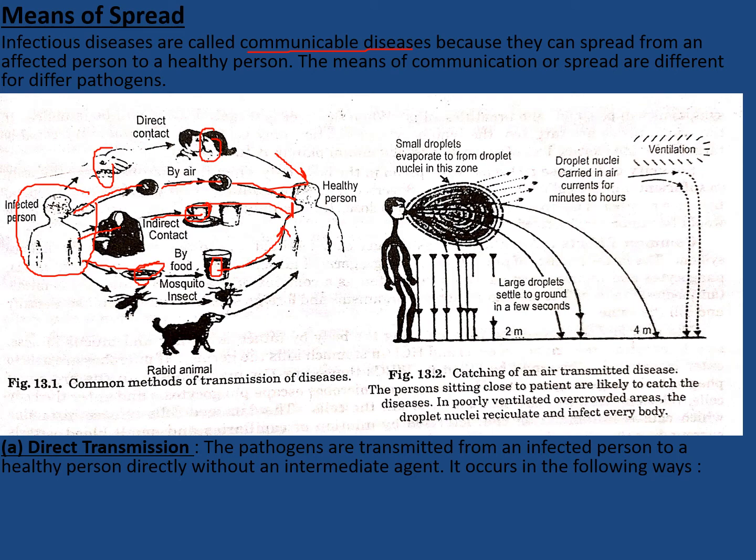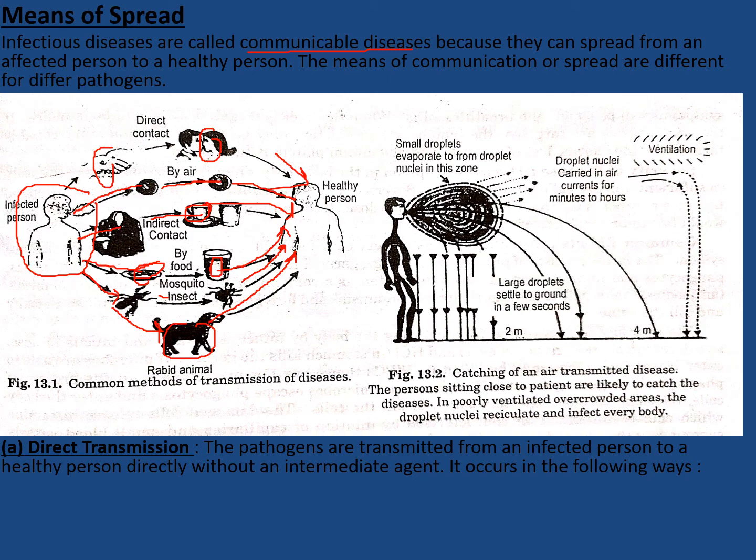Then by any agents, any vector like a mosquito, it can bite the healthy person. Then it carries the microorganism and transfers it to the healthy person after biting. Like in dogs also, do you know the rabies, right? The rabies is there in the dogs, then after biting the healthy person, the rabies virus will be transferred to the healthy person. This is how a communicable disease will be transferred from one infected person to the healthy person.